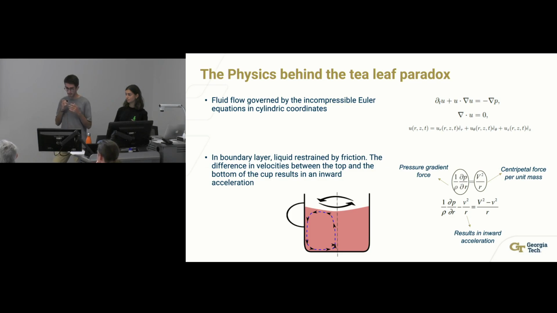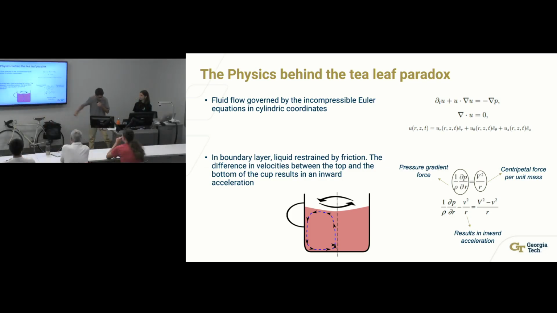So I'm going to explain a little bit more what happens in the teacup. A primary flow is induced by the movement of the teaspoon. That's the primary flow you see here. And if we balance the forces on the fluid in the teacup, we have the following equation, where the pressure gradient force is equal to the centripetal force per unit mass.